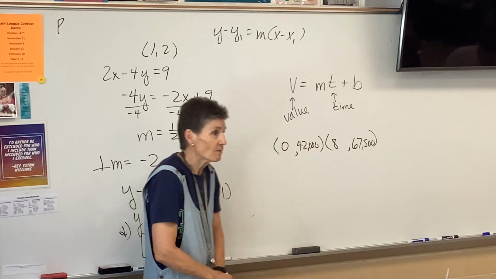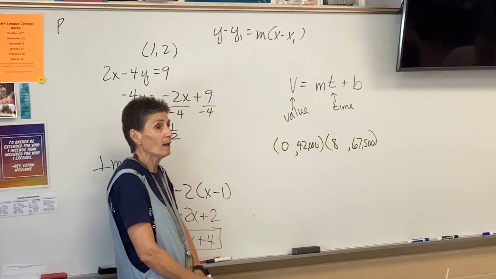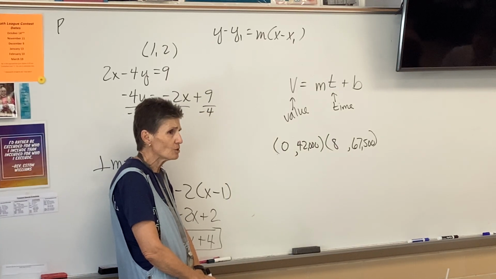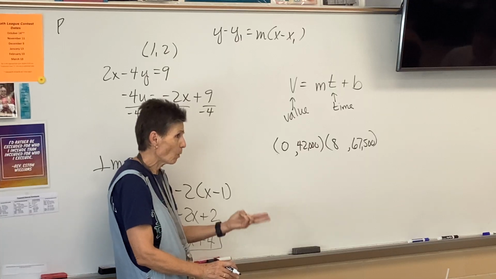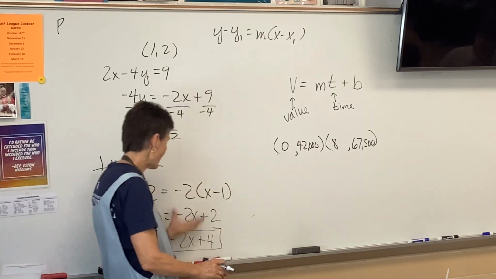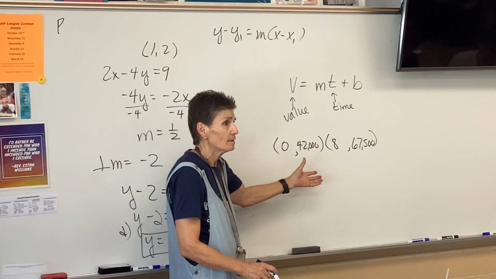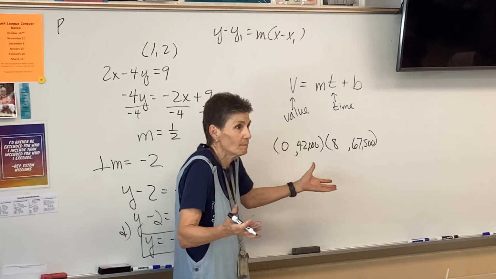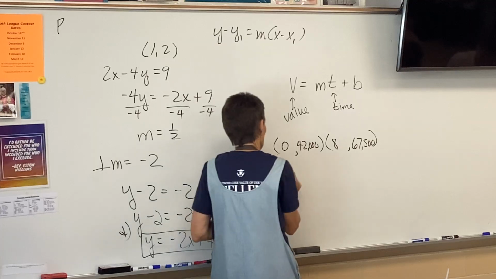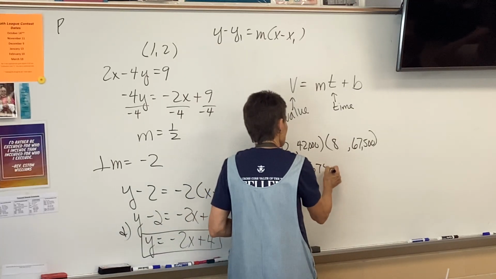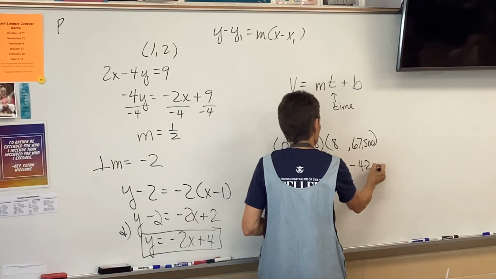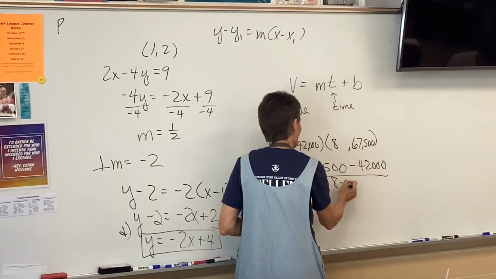The question says find M and B. Well, aren't they just asking you to find the slope and the y-intercept? And haven't we kind of been doing that with all this stuff? The difference is here, this is a word problem instead of just points. So what's our slope? 67,500 minus 42,000 over 8 minus 0.